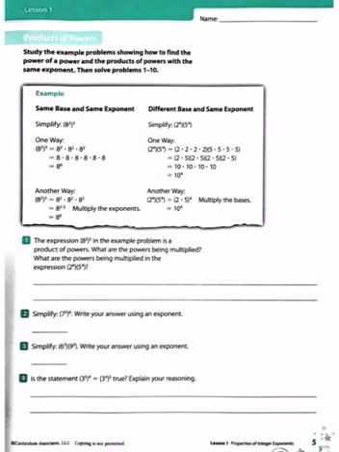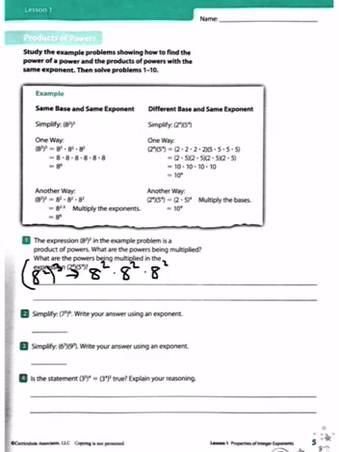Number 1. The expression 8 squared to the third power in the example problem is a product of powers. What are the powers being multiplied? What are the powers being multiplied in the expression 2 to the fourth times 5 to the fourth? So when you have 8 squared raised to the third power, you can really write that as 8 squared times 8 squared times 8 squared. The 3 tells us to do 8 squared 3 times. Those are the powers being multiplied, 8 squared, and 8 squared.